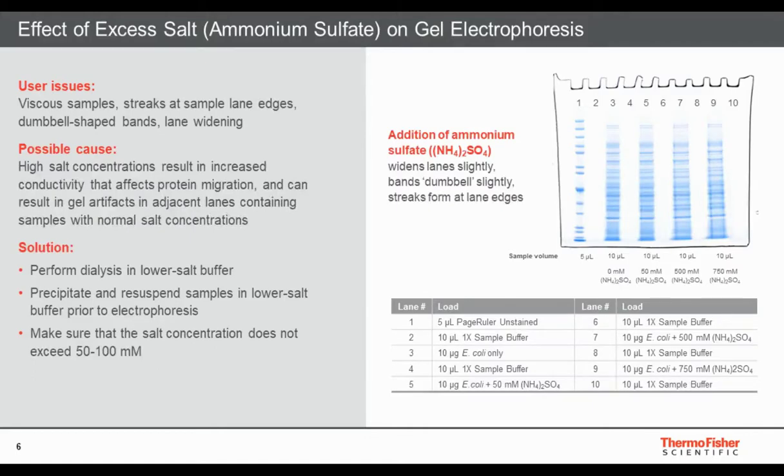So you can see that the bands are not even, like in lane number 3. Specifically in lane number 9, you can see these prominent streaks towards the edges of the lane, and that is being caused by the more viscous sample because of this higher salt concentration. There is also lane widening. This is also particularly more visible towards the bottom of the gel. The possible causes and solutions are similar to what we described in the previous slide.